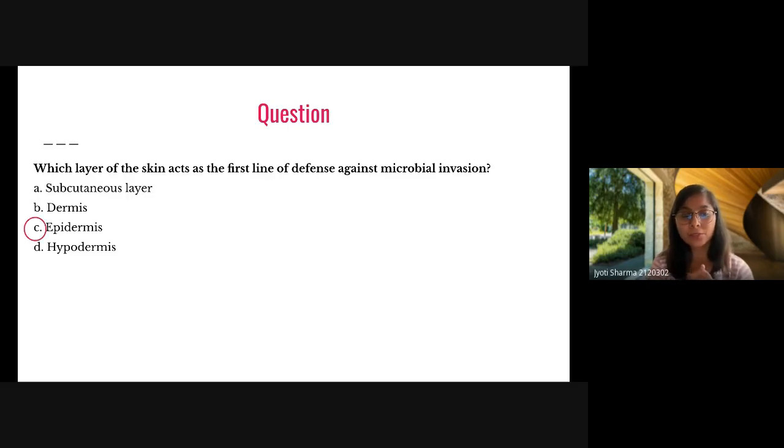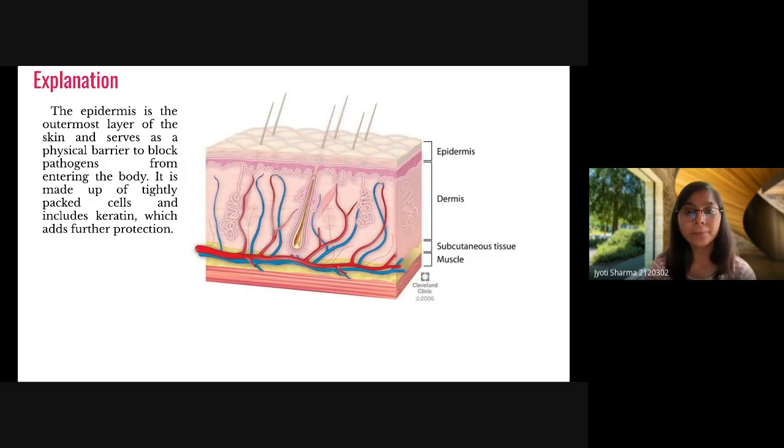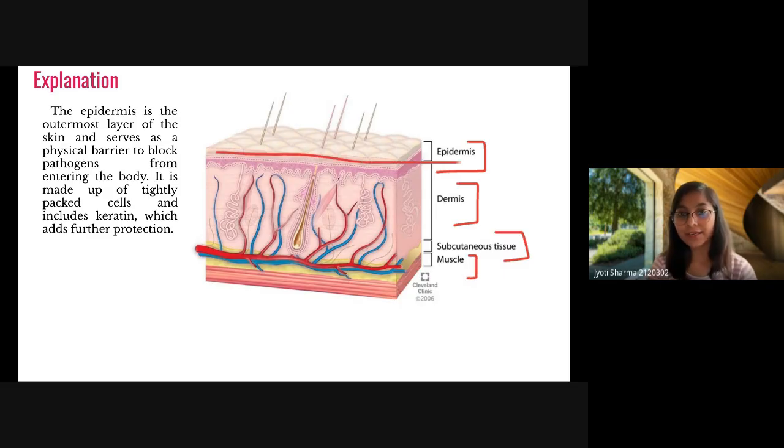This is actually epidermis, because the skin has been divided into three parts. The uppermost layer is known as epidermis, and let me show you. Just see here, the first layer is epidermis. Let me use some pen. This is epidermis, the first outer layer. Then we have dermis, then we have subcutaneous tissue, and then we have the muscle. So the outermost layer is epidermis.